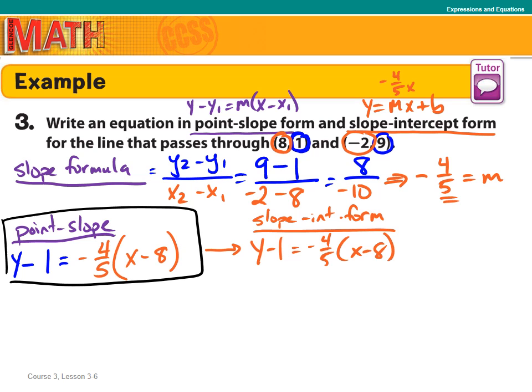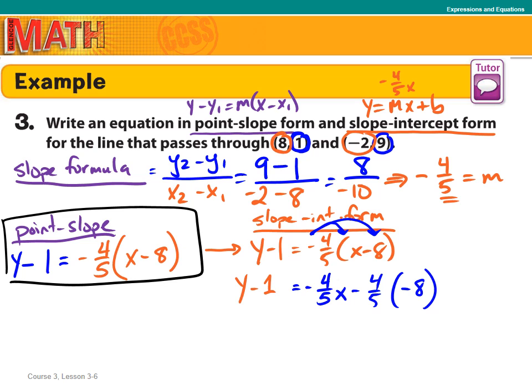And to write into slope-intercept form, just like I showed you in the previous examples, I'm going to multiply using the distributive property. So the y minus 1 stays the same. Let's bring that down. I have negative 4/5 times x, which is negative 4/5 times x. And then I have negative 4/5 times negative 8. Let me write that out here. Negative 4/5 times negative 8.